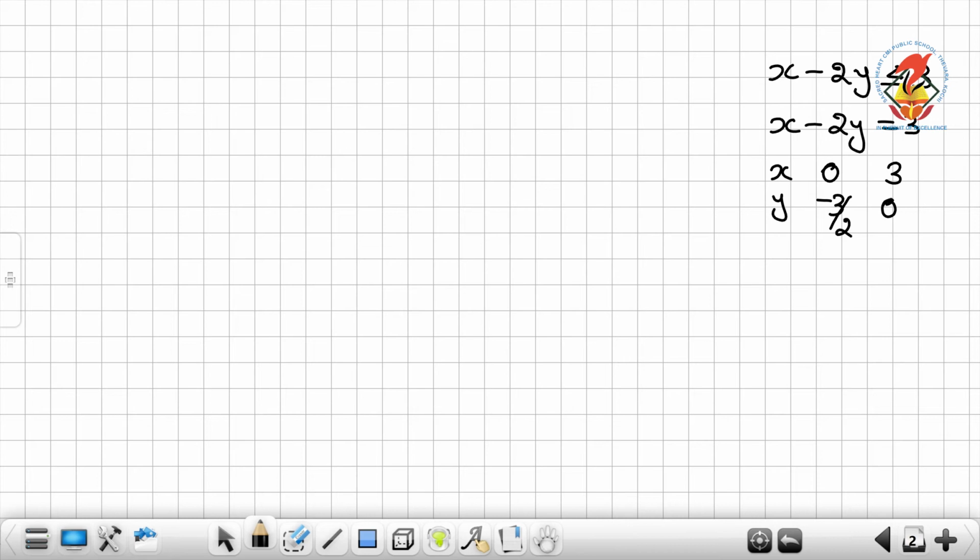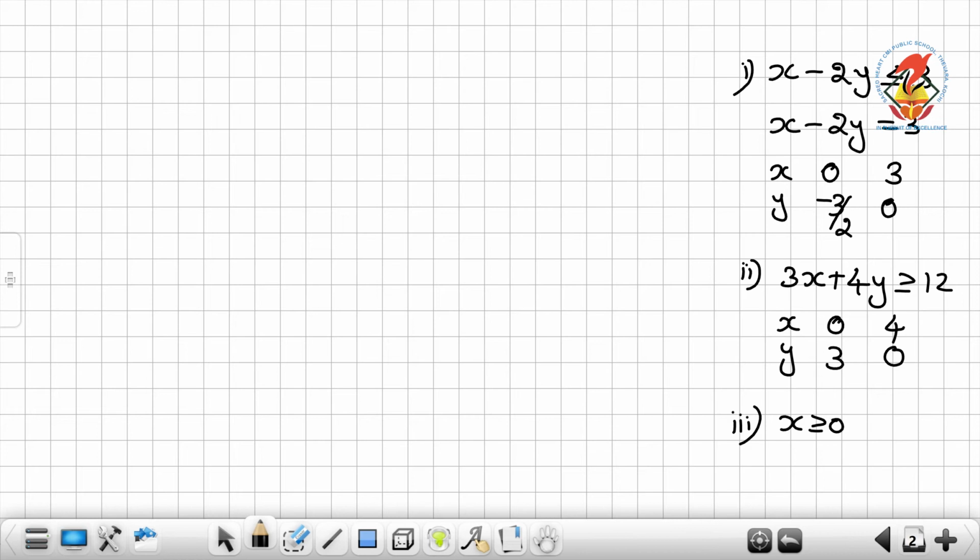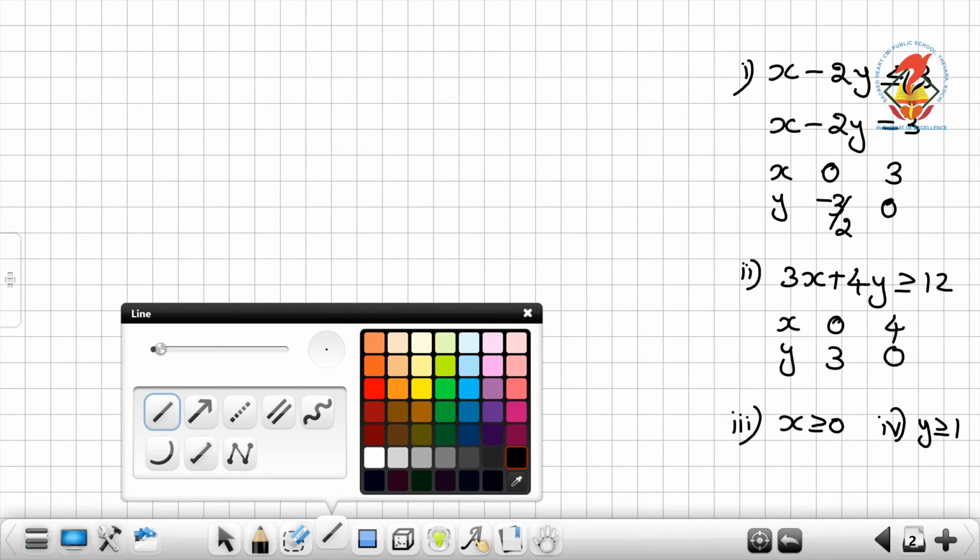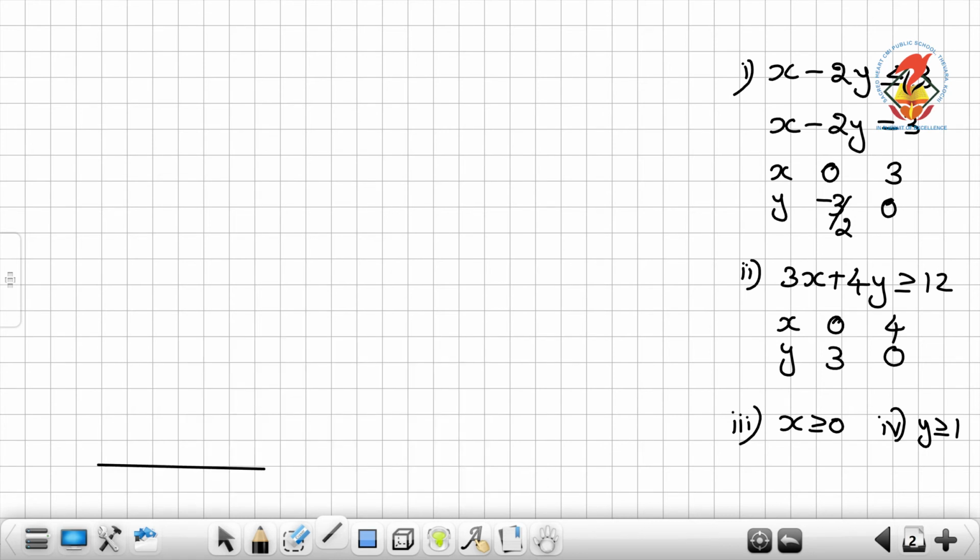Now the next line. This is the first line. Second line, 3x plus 4y greater than or equal to 12. So x, y: when x is 0, y is 3; when y is 0, x is 4. Now the third one is x greater than or equal to 0, that is no need to draw, it is the y axis. Then y greater than or equal to 1, it is a straight line. So now we can draw. Negative is there, no? So we have to rub this. The point is negative.